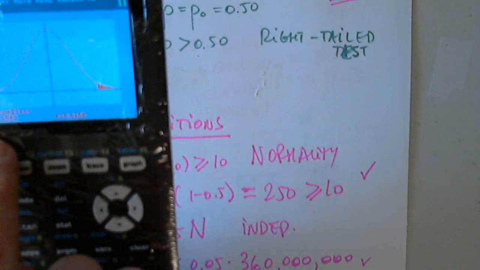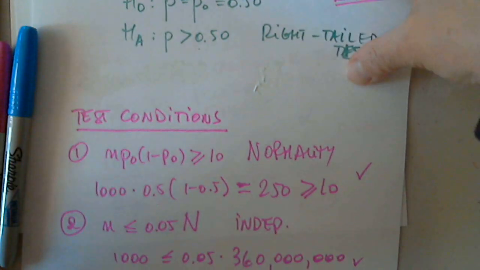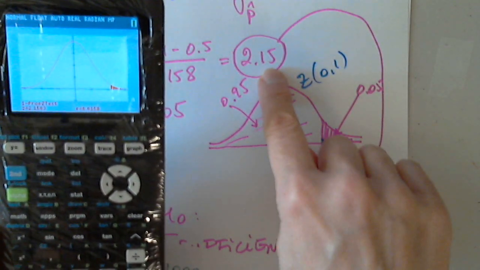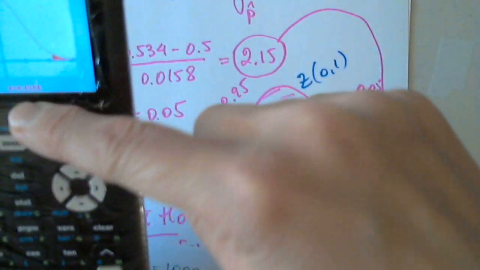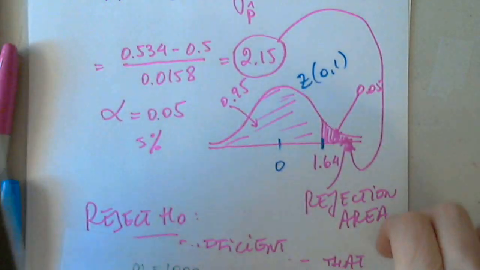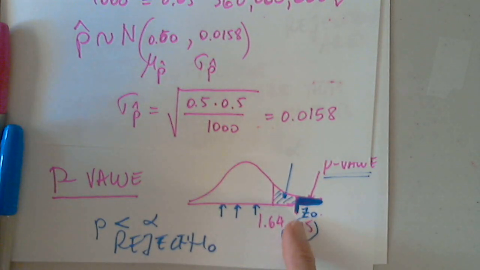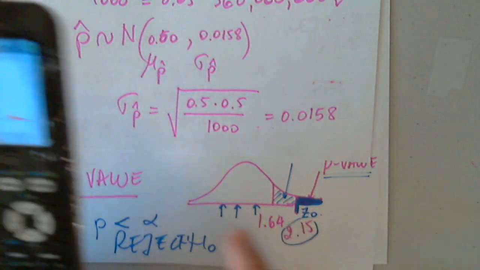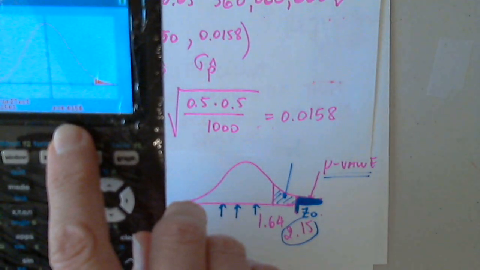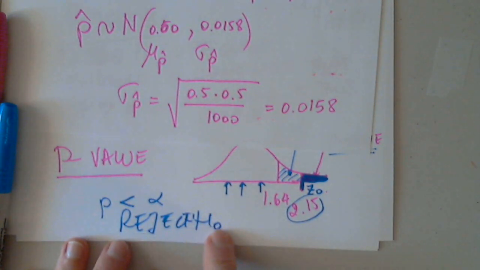1 proportion Z test, it gives us this test statistic. Here that is 2.15, even with more decimal digits than I wrote here. It also gives us the p-value. It calculates the p-value. How did they calculate the p-value? They calculate the probability to the right of Z0. And it happens that it's under 0.05. Because it's under 0.05, then we reject H naught.